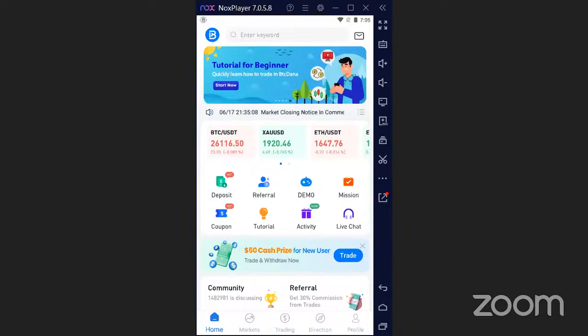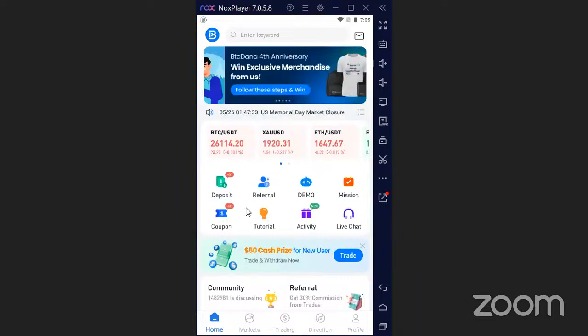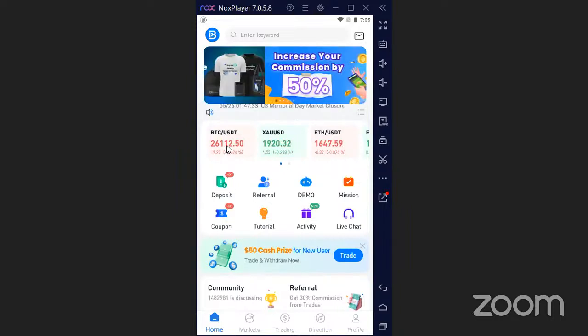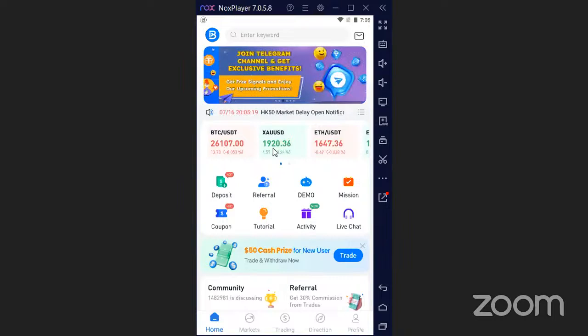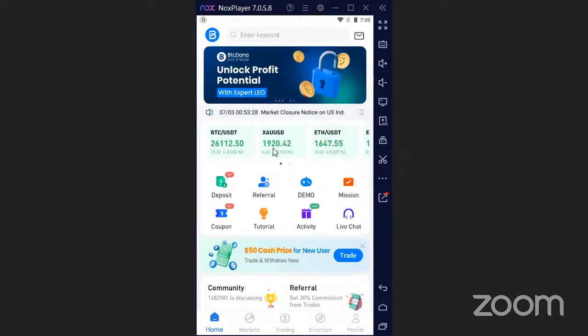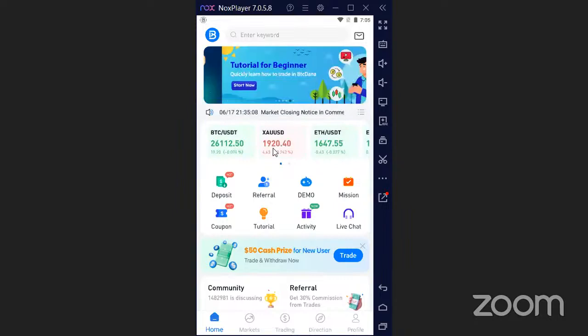So you want to come to your chart and start analyzing. Okay, you want to know what the market is going to do next. Is the market going to move up, or is it going to come down? So if it's going to move up, you want to start buying. If it's going to come down, you want to start selling. That is basically how you make money from the financial market. That is forex.